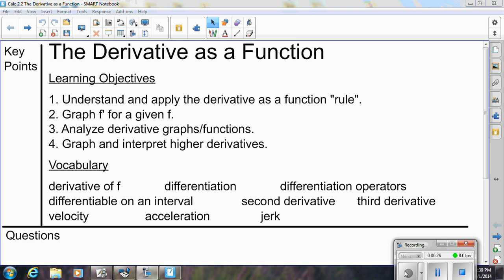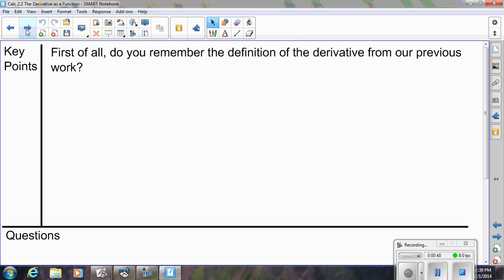Furthermore, we would like to be able to analyze derivatives based on either the graph or the function. The function would be the equation. And we'd also want to graph and interpret higher order derivatives. There is a lot of vocabulary introduced with this. You can see them all at the bottom, and we can progress from here.